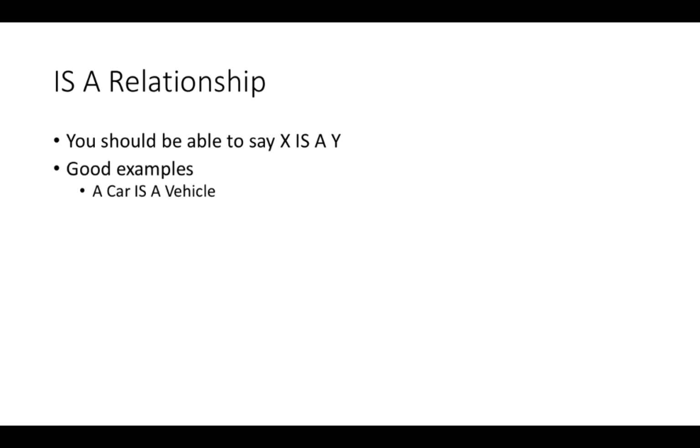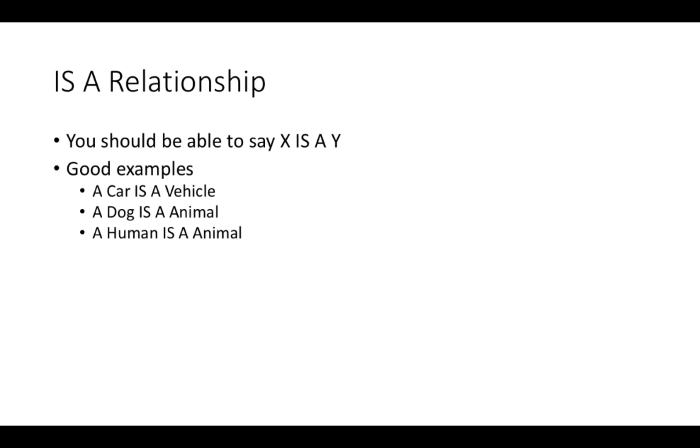Some good examples of this: if we have a class for vehicle, we could have a class called car that inherits from vehicle because we can say a car is a vehicle. So they have that is-a relationship. It's a specific subtype of a vehicle, but a car still is a vehicle, and so that's fine. If we have an animal class, we could say a dog is an animal, and so it's fine to have dog as a subclass of animal.